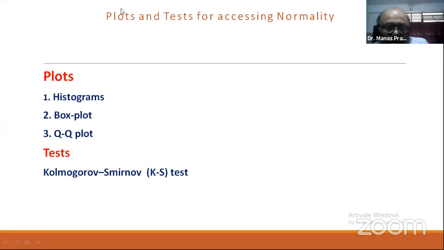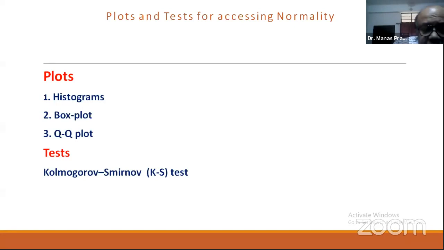Now, the first question arises before going for a statistical test. We have to check whether my data follows a normal distribution or not. For checking normal distribution, we have certain plots and tests. We can use some plots or graphs, or we can use the Kolmogorov-Smirnov test for testing the normality of the data. I'll show you how to do it.